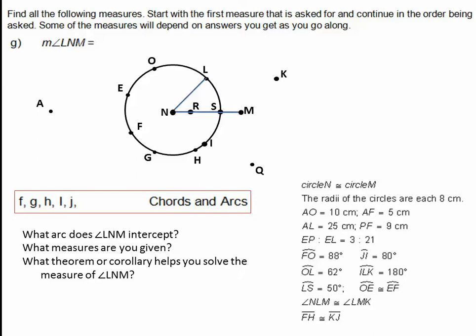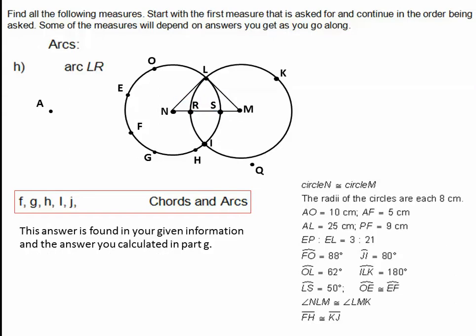Now for part G, it says, what arc does angle LNM represent? I mean intercept, not represent, intercept. What measures are you given? What theorem or corollary helps you solve for the measure of angle LNM? Okay, this is all important information. If you go back and you study the lesson, chords and arcs, and relate that to the questions that I've asked you right here, you should be able to find out the measure of angle LNM pretty easily.